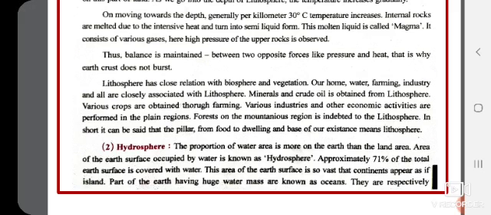Okay, and due to this intensive heat, the internal rocks in the lithosphere get melted. Why? Because of the intensive heat underground. And this molten liquid, what do we call it? Magma. It consists of various gases. Here high pressure of the upper rock is observed, and it has various types of gases in it.